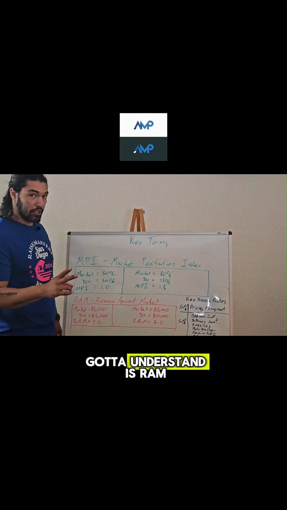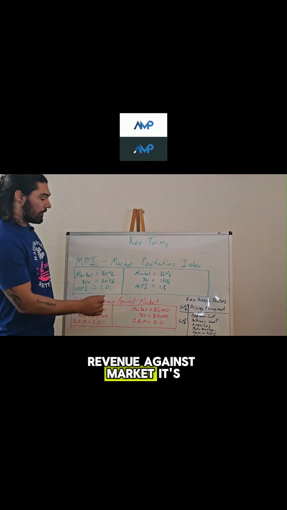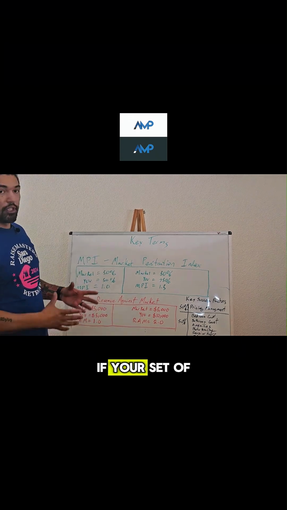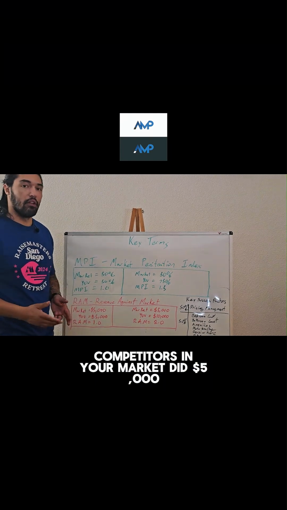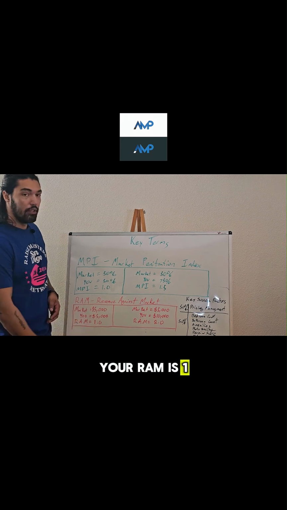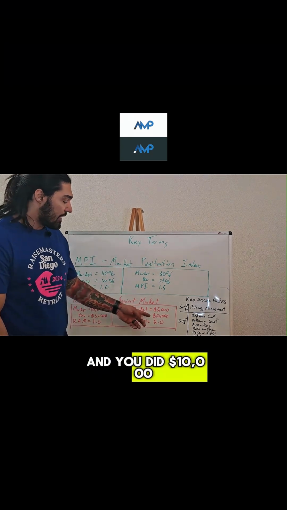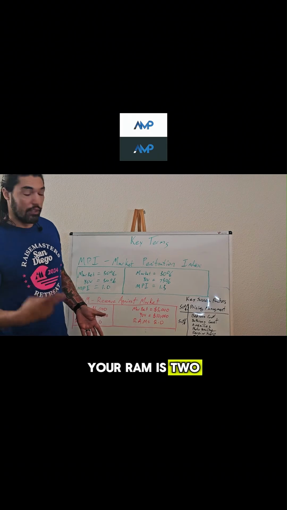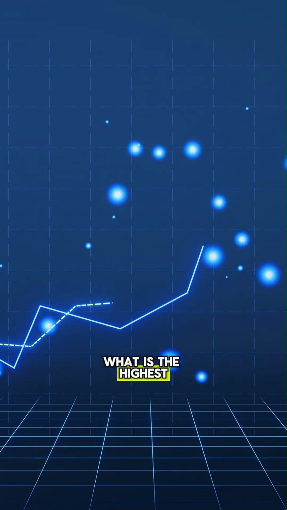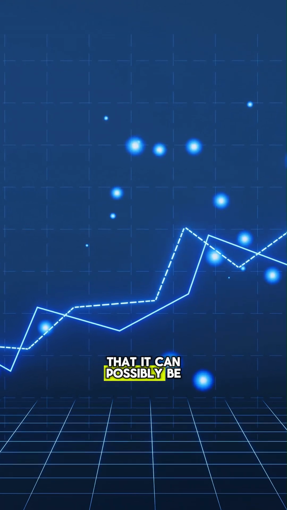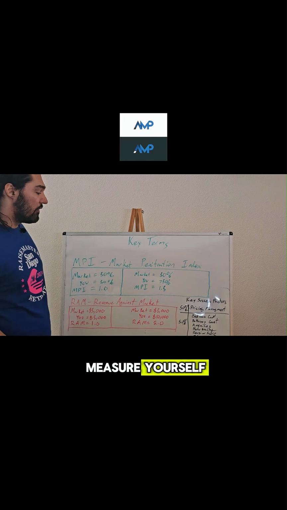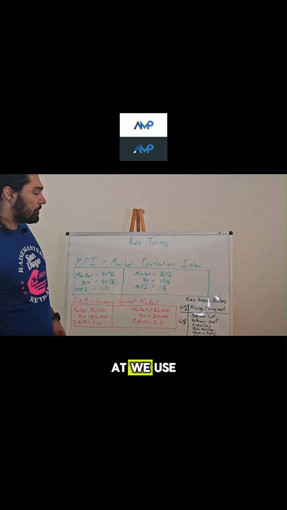Second key term you got to understand is RAM, revenue against market. It's a multiplier just like MPI, it is an index. The market, if your set of competitors in your market did $5,000 on average in revenue for a month, and you also did 5,000 that month, your RAM is 1. If they did 5,000 and you did 10,000, your RAM is 2. We want to make RAM as high as possible. What is the highest that it can possibly be? What is the extent that you beat the market? I don't know of a better way to measure yourself, so that is what we use.